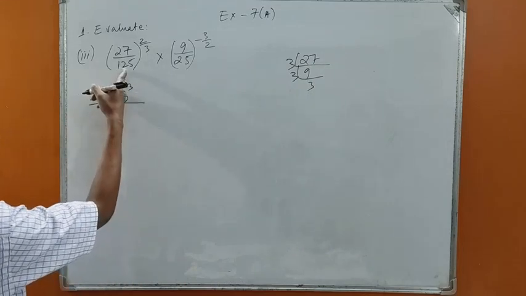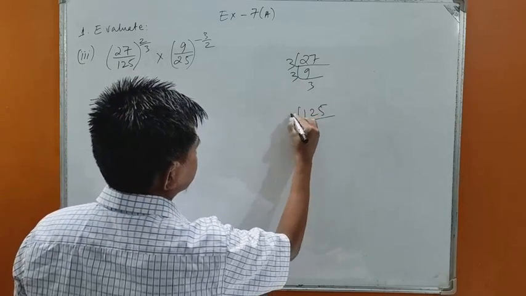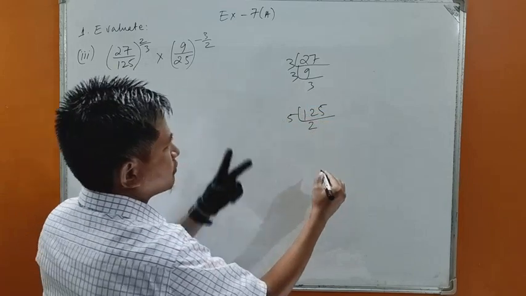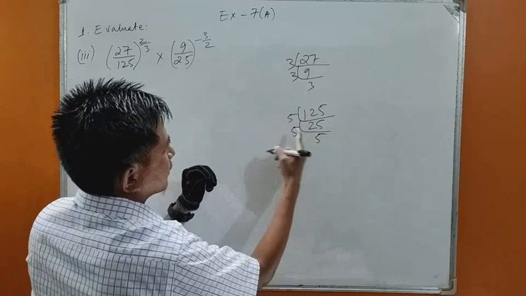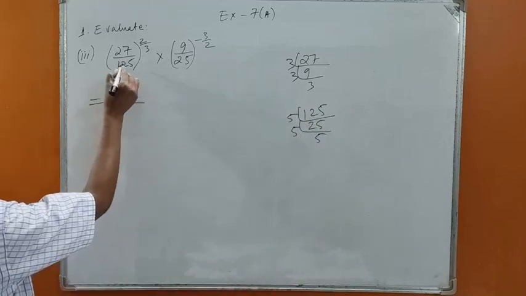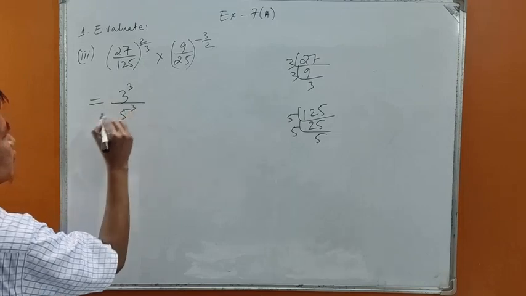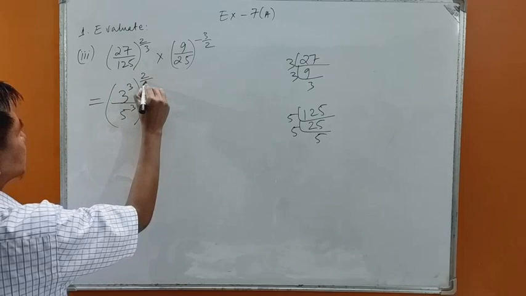125 means 5 cubed. 5 5s are 25, again 5 5s are 25. So 5 multiplied 3 times gives us 125. This means 125 means 5 cubed. 5 cubed is 125. So the power is 2 upon 3, isn't it?